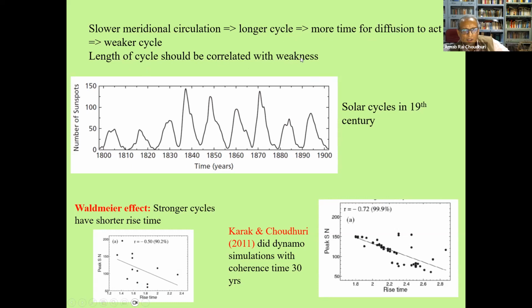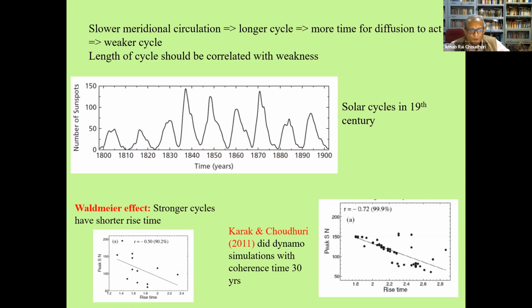Now it turns out that there are lots of irregularities in the solar cycles in the 19th century. So here I show a plot of solar cycles in the 19th century. And you really see that the shorter cycles like this were stronger, and on the other hand, longer cycles like this were weaker. So certainly this is in conformity with our theoretical ideas.